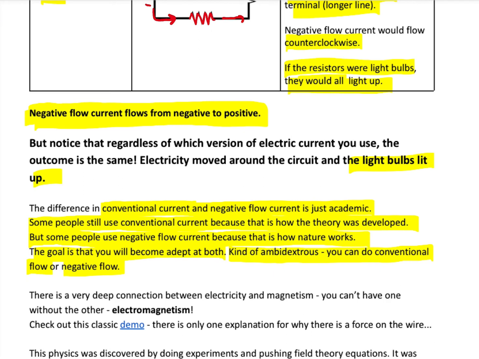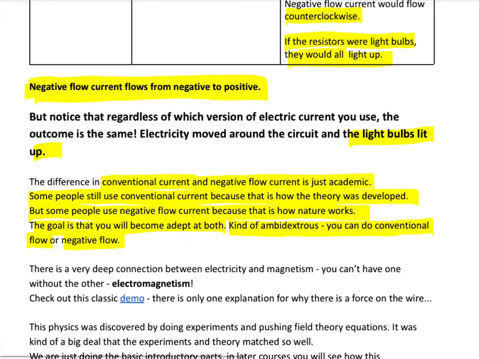Conventional current, which is kind of wrong, assumes that it's positives being pushed around. Positives always get pushed out of the big terminal of the battery and into the little terminal. And there's also negative flow, which is technically more accurate because we know it's electrons that are light and move around, and they would move out of the little terminal and get pulled into the big terminal. But bottom line is we get the same effects whether we think of positive or negative.